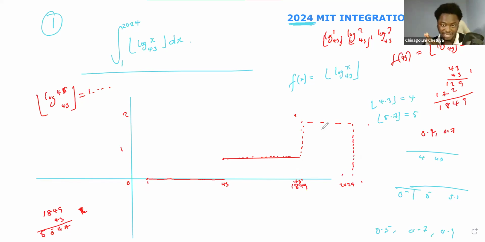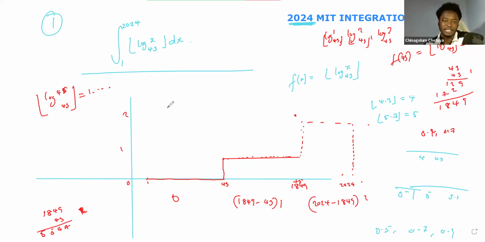Now we're going to find the area of this graph. Now the area before this is 0. So this area here is 0. The area of this rectangle here is 1849 minus 43 times 1, because 1 is the height. While the area of this bigger rectangle will be 2024 minus 1849 times 2.